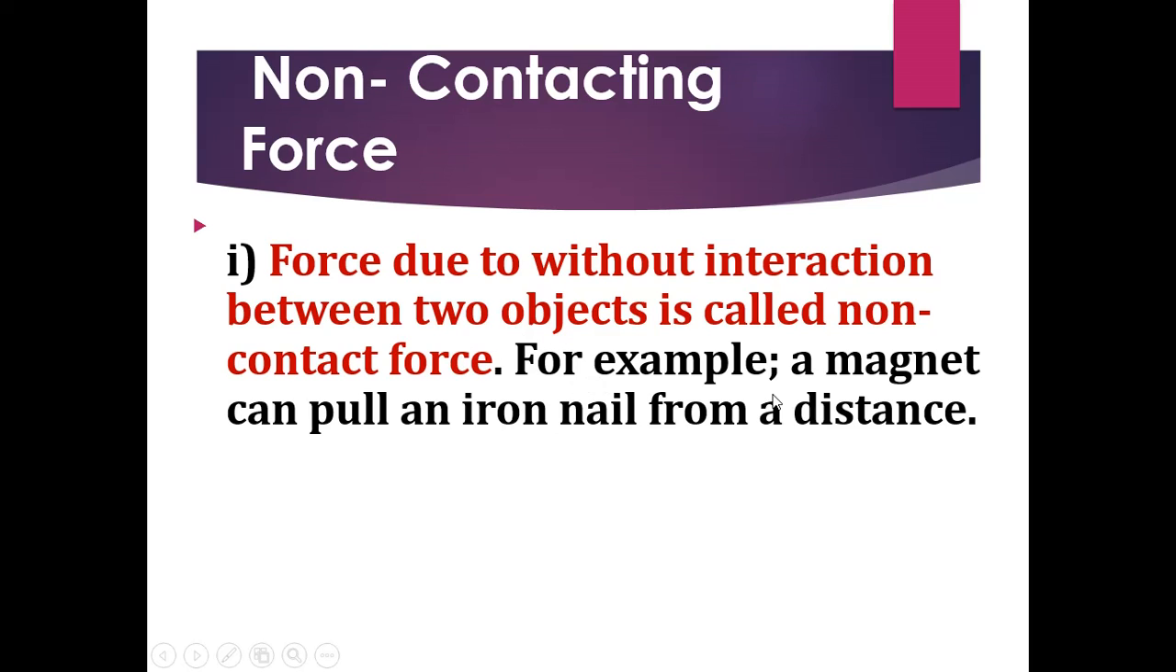For example, a magnet can pull an iron nail from a distance. Due to the attraction between magnet and iron, the magnet can pull an iron nail from a distance. Without interacting with the iron nail, it can pull the nail even if the magnet is far from the iron nail. Okay. So this is an example of a non-contact force. This force acts without interaction between two objects.